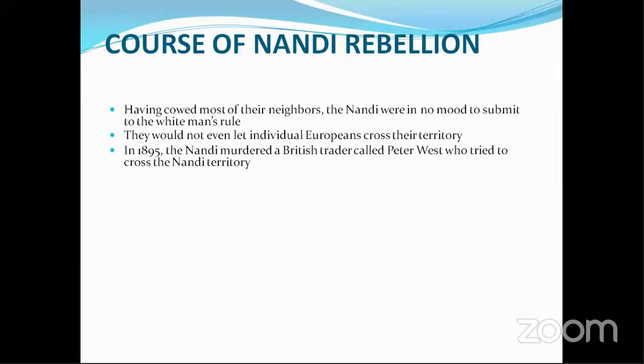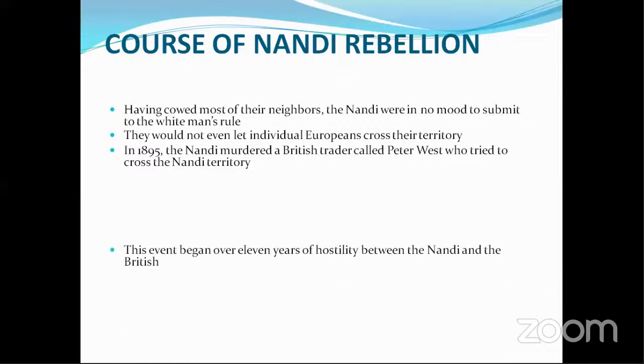Now, in 1895, the Nandi murdered a British trader called Peter West, who tried to cross their territory. So I think you can see that chronology. Are you looking at that chronology? Things are moving step by step. You get to the first point, then it leads you to the second, it takes you to the third, like that. So here we are saying they would not even let any individual European cross their territory. Now Peter West came. You understand? He was trying to cross their territory, and then he was murdered.